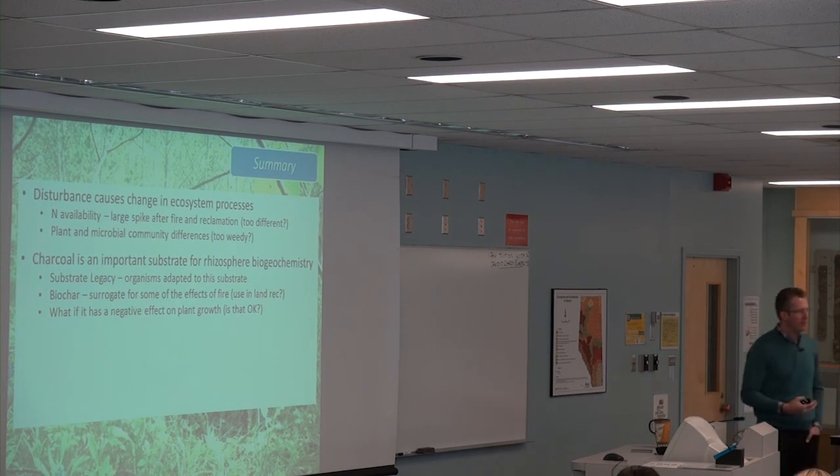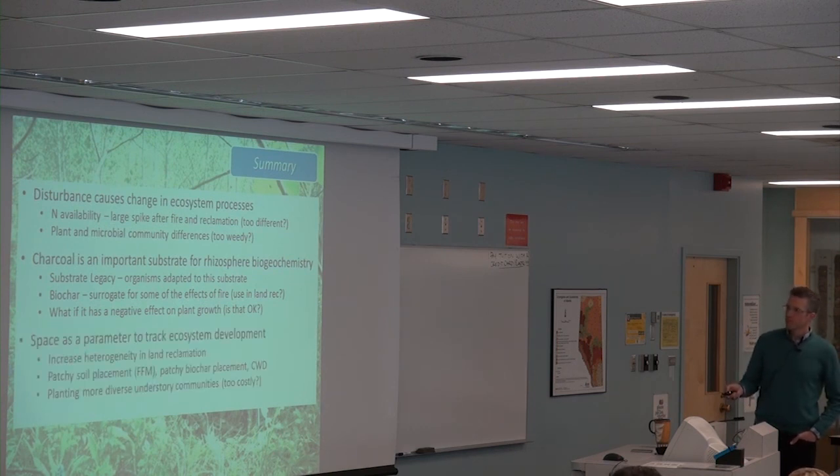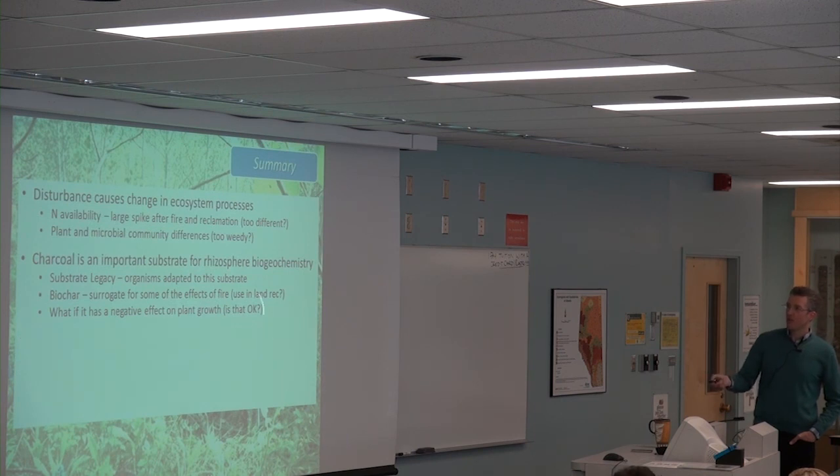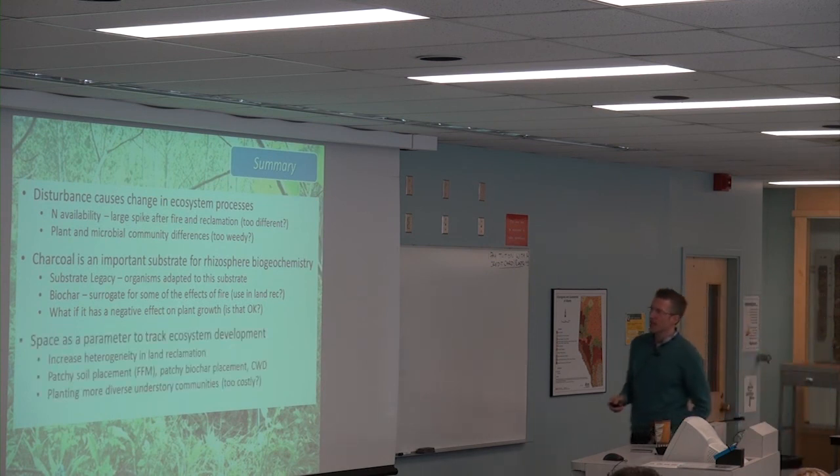Like, are we okay with the fact that it's going to reduce nitrogen availability and that may reduce productivity, but a lichen pine ecosystem is not a very productive ecosystem to begin with? Should we be trying to maximize productivity? Is that the right answer? And I guess you could also argue that by reducing nitrogen availability, you might change it from a weedy community to a more native community. And then the last thing, space is a parameter to track ecosystem development.